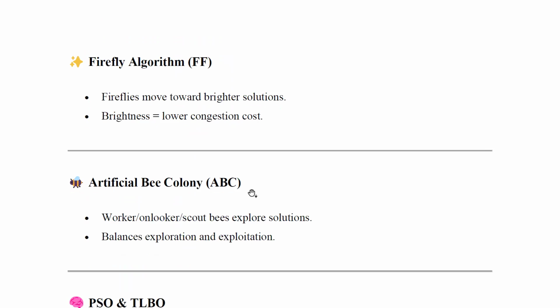Next comes the firefly algorithm. It mimics how fireflies move towards the brighter solution point, that means towards the global optimal point. Brightness is equal to the lower congestion cost. So if you are utilizing the firefly algorithm in your problem, that brightness corresponds to the lower congestion cost. So it has to move towards a global optimal point.